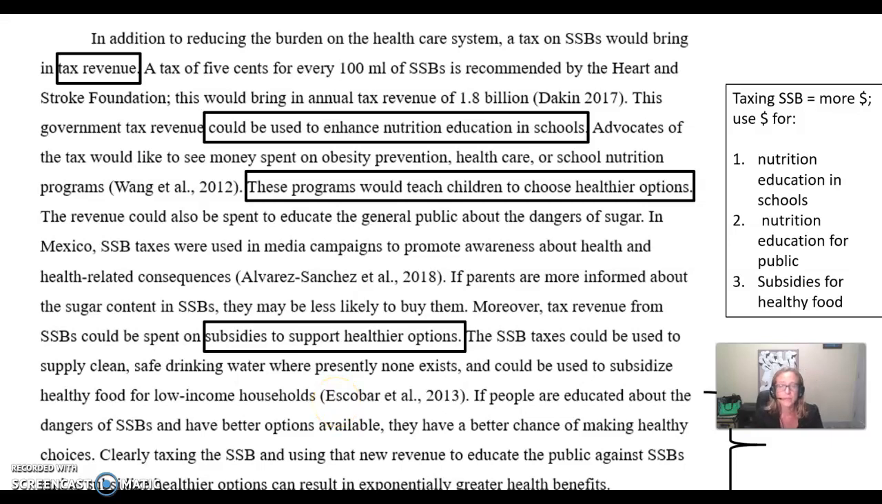So certainly you can pause this video and read over this paragraph. I have another example for you. But before I go to the other example, I just want to show you the concluding sentences here. If people are educated about the dangers and have better options, they have a better chance of making healthy choices. So that summarizes some of what she said, and then clearly taxing the SSB and using that new revenue to educate the public and to subsidize can result in exponentially greater health benefits. So this last sentence summarizes everything that she said in this paragraph.